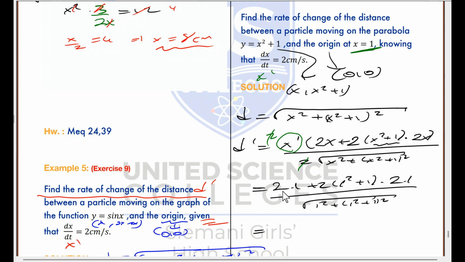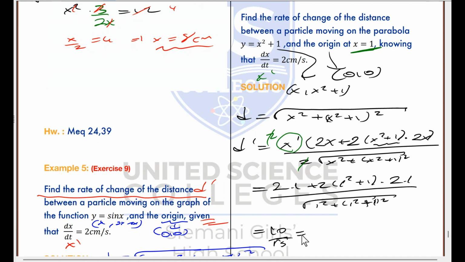So what's the answer? 2 times 1, 2. So here 1 plus 1, 2. 2 times 2, 4. 4 times 2, 8. 8 plus 2, 10. Divided by, here you have, I cannot read my own handwriting, sorry. Here I have 1 plus 1, 2. 2 squared, 4. 4 plus 1, 5. So 10 over square root of 5.